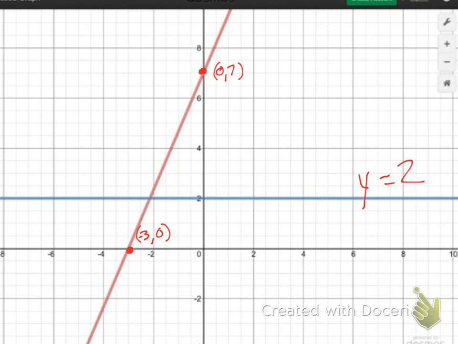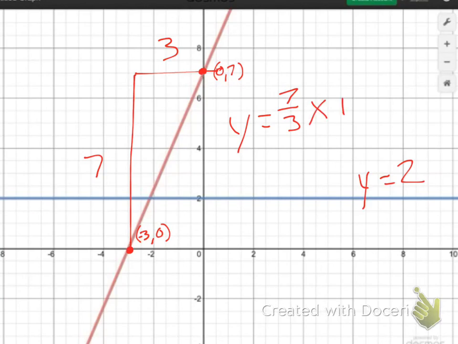If we have a graph, could I use the graph to find the slope? What is slope again? It's rise over run. How far up do I go to here? You're up 7. How far over do you go here? So, guess what? It's y equals 7/3 x plus 7. Done.